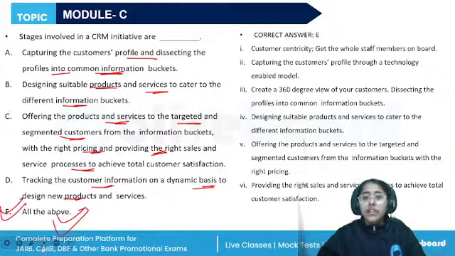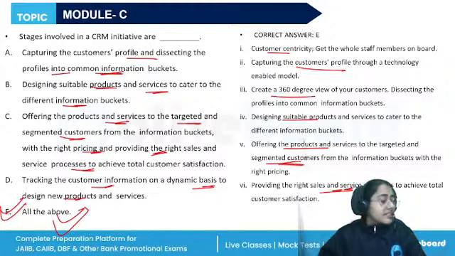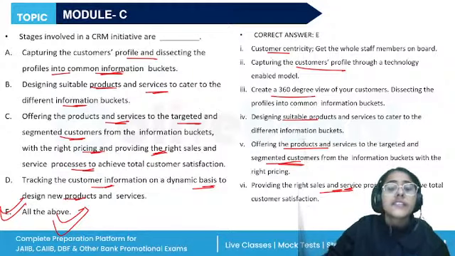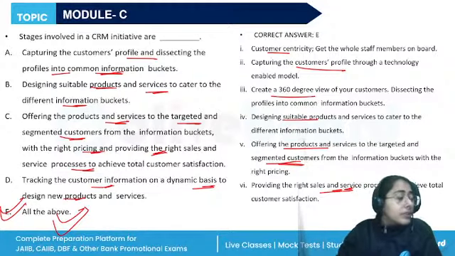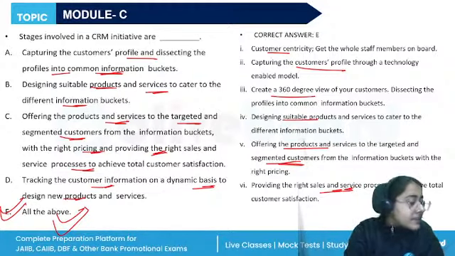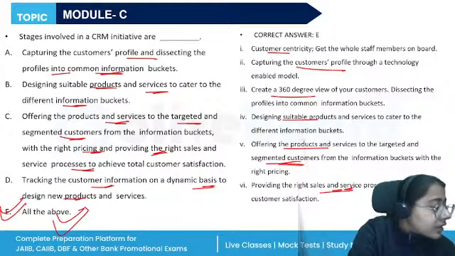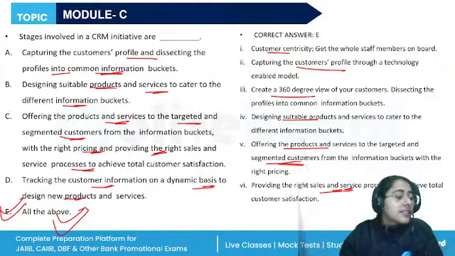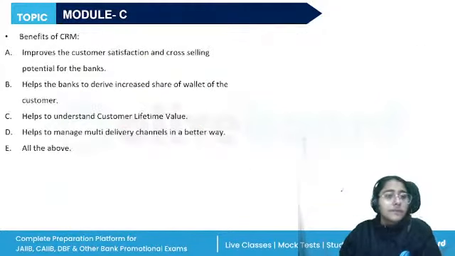All of the above. So customer centricity is important: capturing the customer's profile, creating a 360-degree view, designing suitable products, offering the products and services to the segmented customer, right sales and service processes. So customer relationship management gives us the correct insights about the customers, their needs and requirements. Accordingly, products and services can be sold.